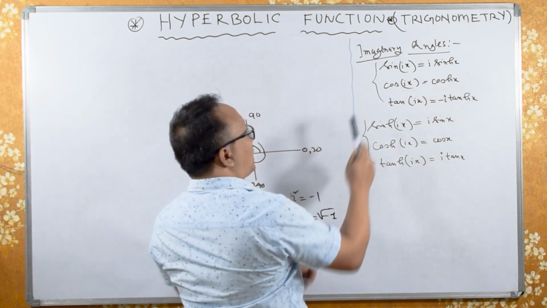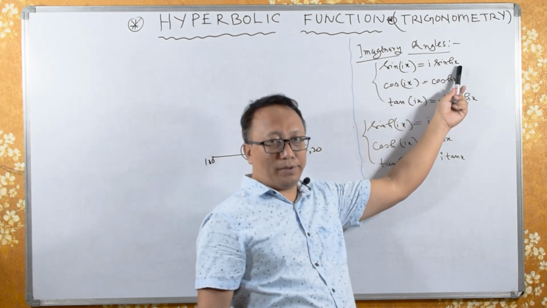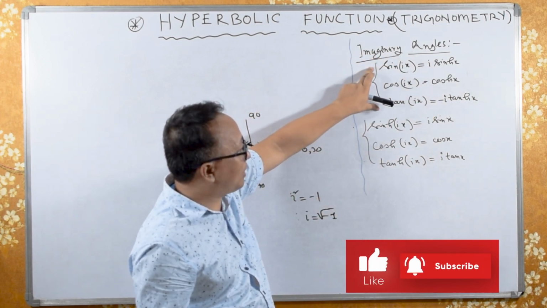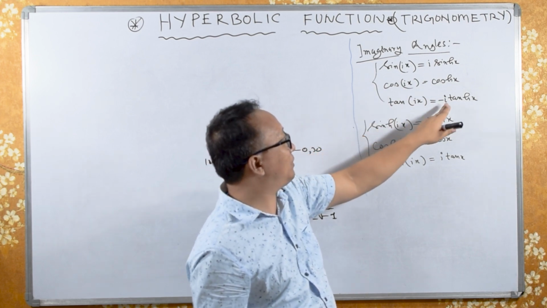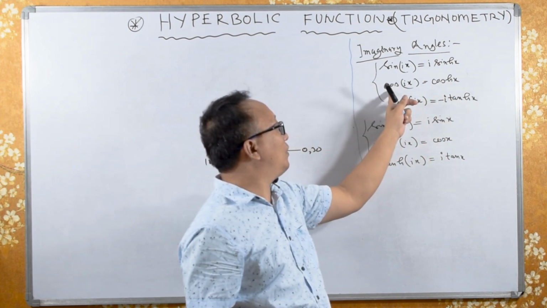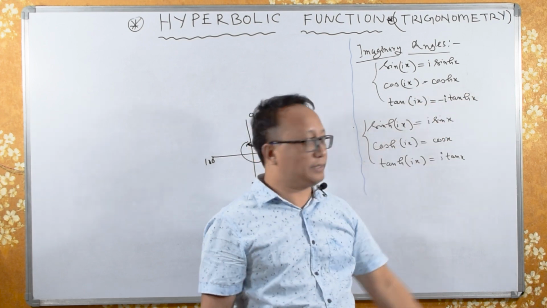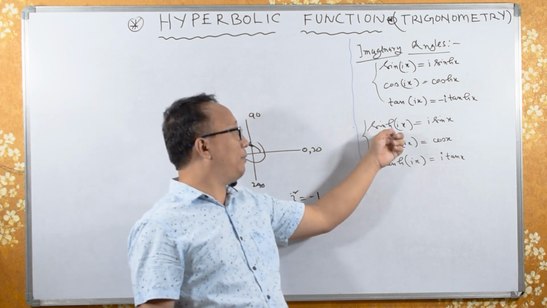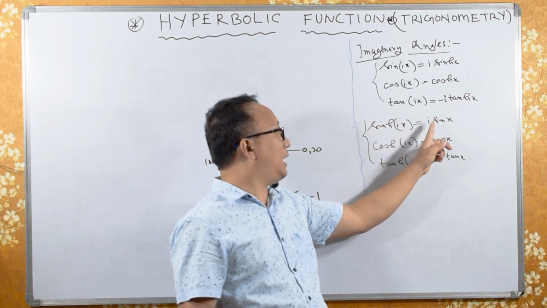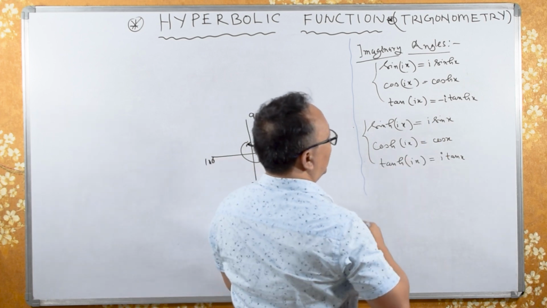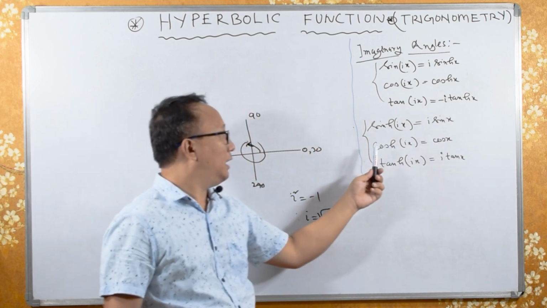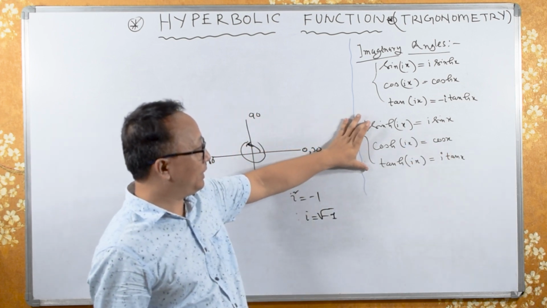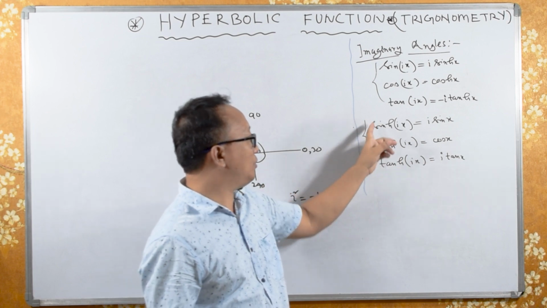Here sine of ix is the same as i sine hyperbolic x. Since these two are odd functions, here we have minus i also, minus i tan hyperbolic x, and cos ix is cos hyperbolic x. On the other hand, if we have sine hyperbolic of ix, then i should come out, and it is i into sine x, and cos hyperbolic ix equals cos x. Here these two are odd functions, so i comes out.